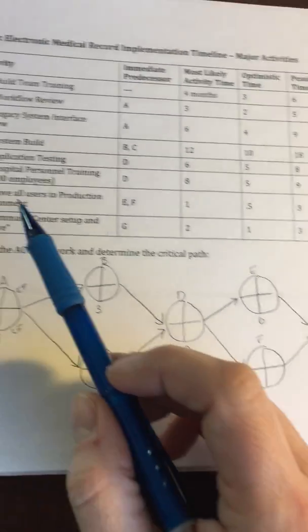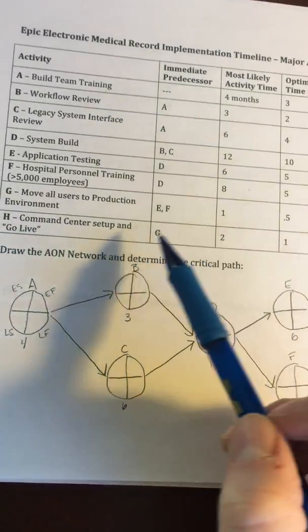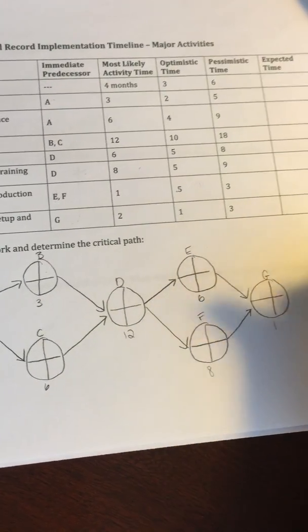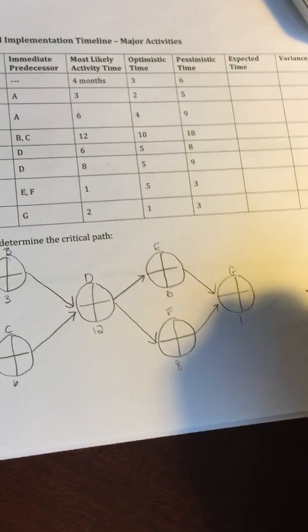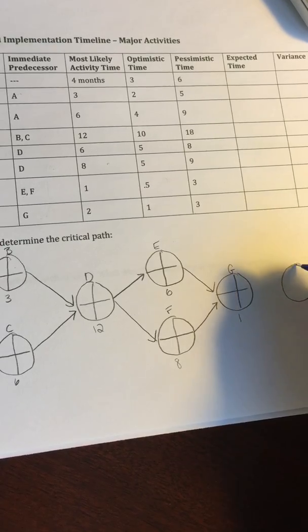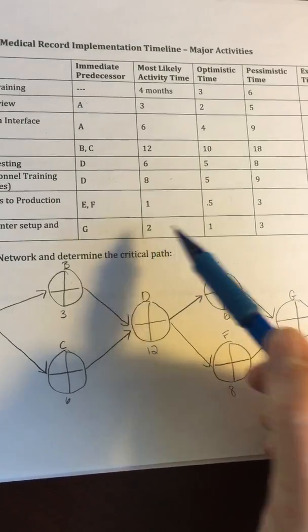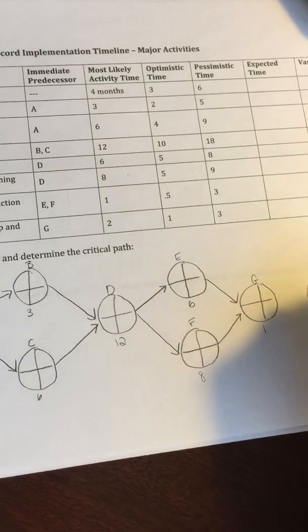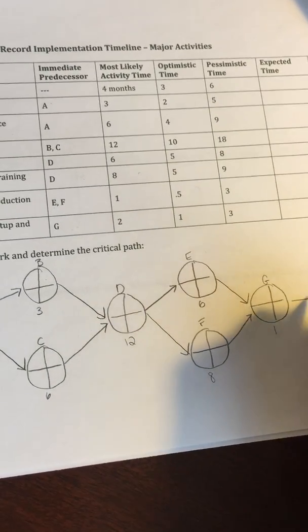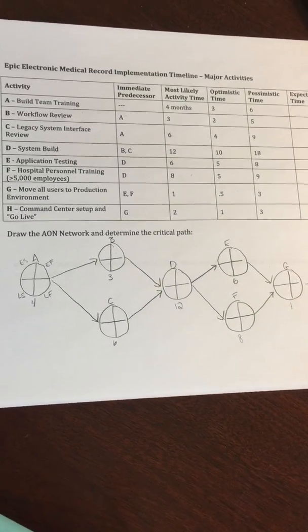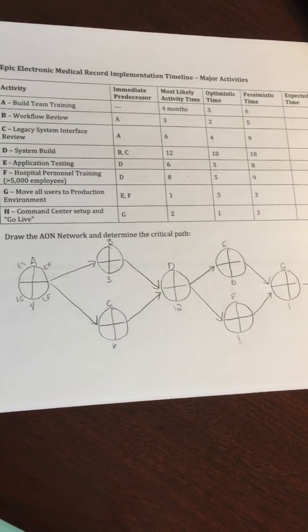And last but not least, we've got command center setup and go live for the entire project. And that can't start until G is complete. So here H, getting that command center set up and everything ready for go live takes about 2 months. Okay. So now we have our completed activity on node network diagram.